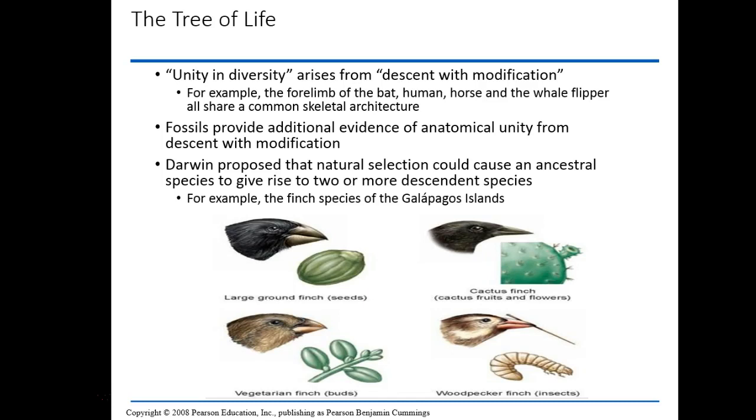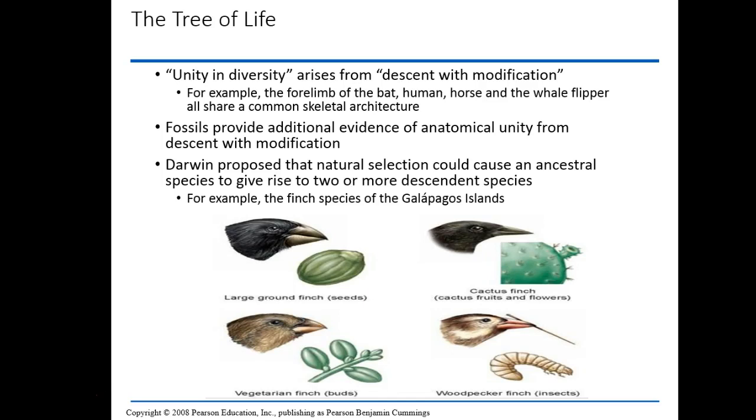So this idea that this actually happened is where he came up with this. They were all very similar. He could see various parts of the finches that were the same, but the beaks were slightly different, and those slight differences allowed them to occupy that particular food source uniquely. So this is where he came up with the unity and diversity and descent with modification.